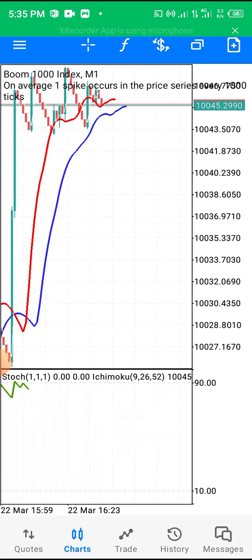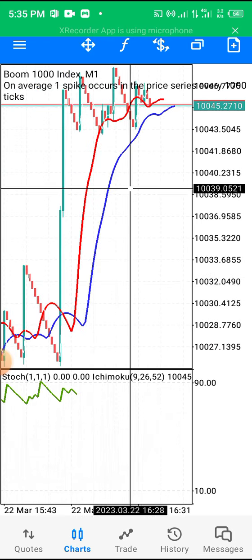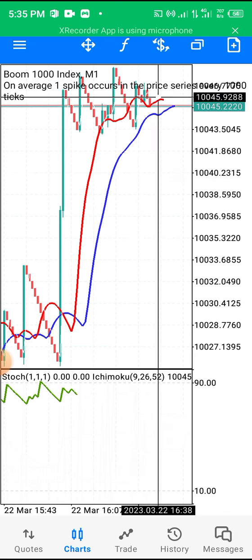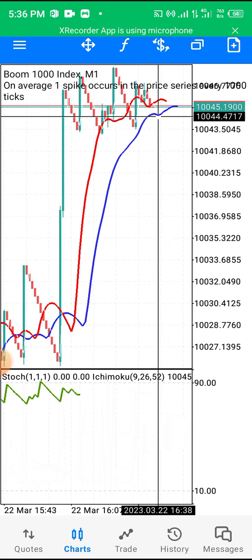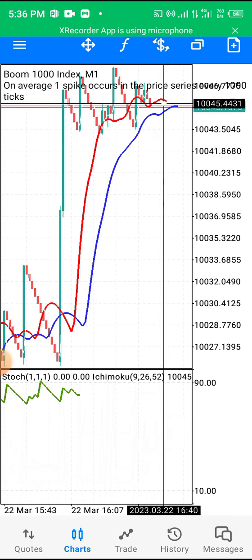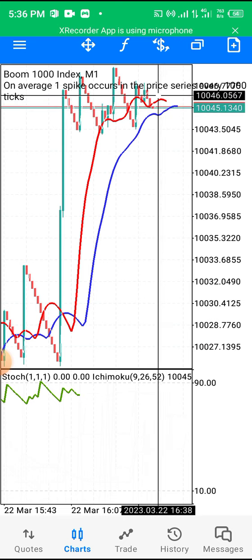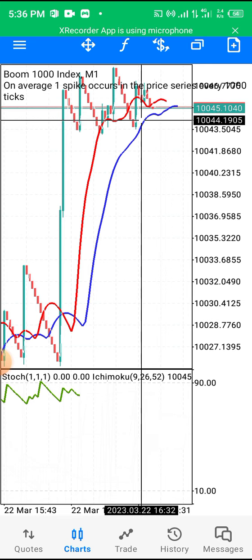This is Boom 1000, guys, and the conditions are still not yet in place, so we can't open our position at this time. We can sell only when we see this red indicator crossing the blue one to the downside. That's the time we can actually sell. But for now, we can't sell until that is done.